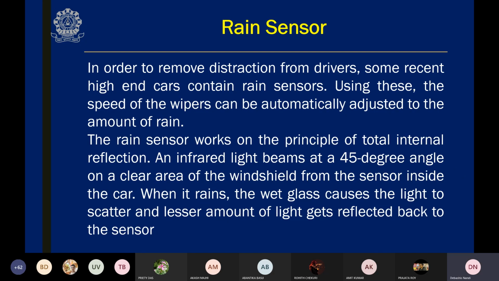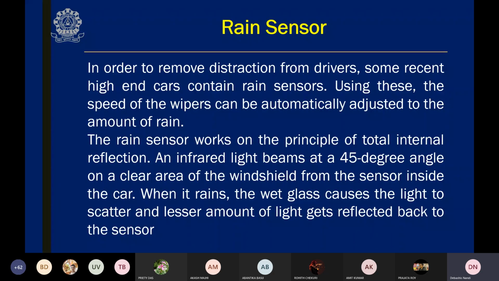So when the rain is very small, the speed of wipers may be smaller, and when the rain is increasing, then more and more water is falling on the glass of your car, and then it is required to speed up the wiper. It can be automatically controlled after sensing the rain by a sensor.